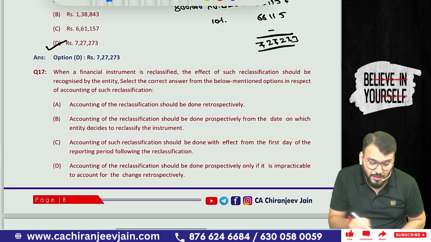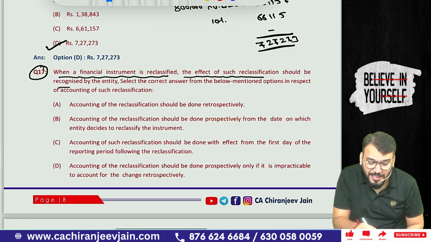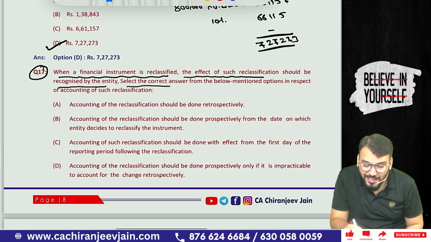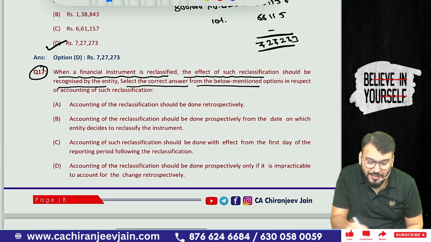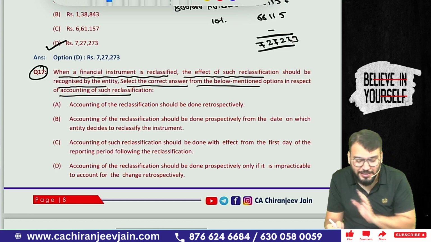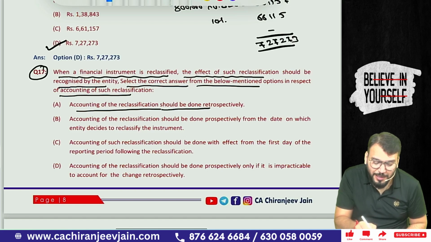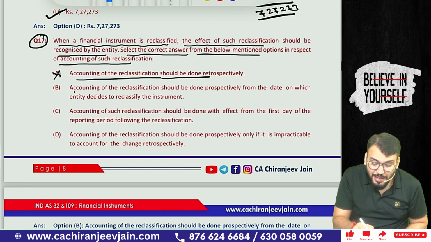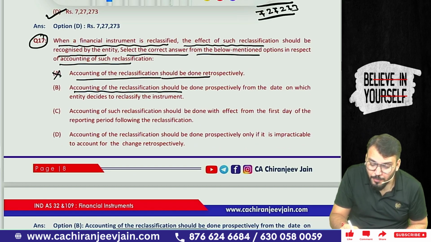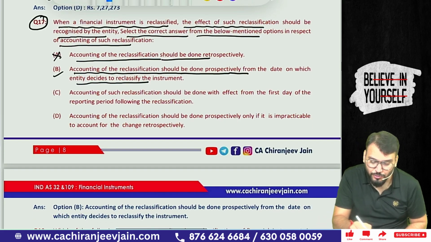Come to question 17. When a financial instrument is reclassified, the effect of such reclassification should be recognized by the entity. Select the correct answer from the below mentioned options in respect of accounting of such reclassification. Reclassification is normally done on a prospective basis. Accounting for reclassification should be done on a retrospective basis. A is wrong. Accounting of the reclassification should be done prospectively from the date on which the entity decided to reclassify the instrument. This option B is correct, but read C and D also.